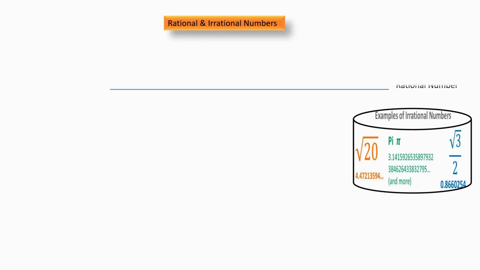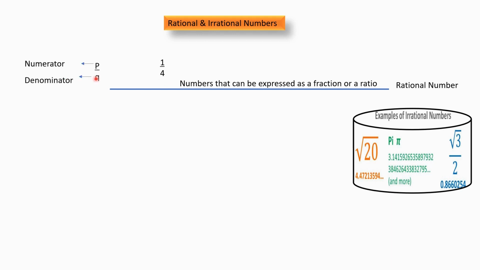Rational numbers are numbers that can be expressed as a fraction or a ratio. For example, a quarter is a fraction that can be expressed as a ratio. The numerator is the top number, and the denominator is the bottom number. It's important to note that the denominator cannot be equal to 0. When we divide 1 by 4, we get 0.25, which terminates and has a remainder of 0. This means that 0.25 is a rational number in the form of a quarter.